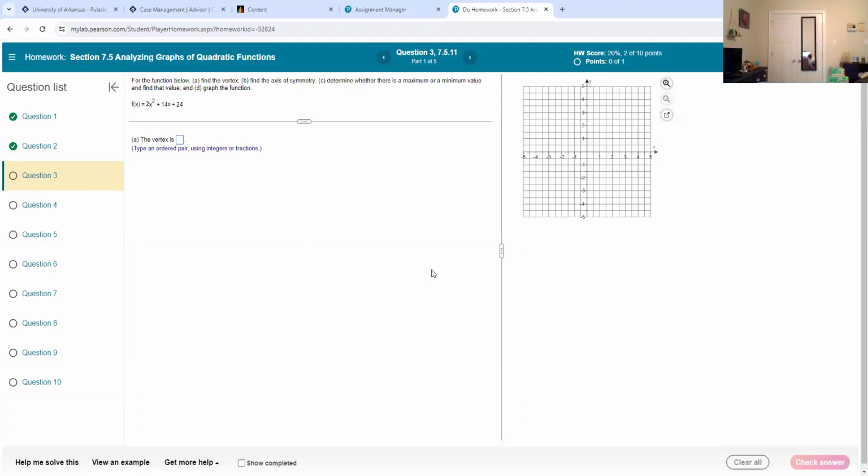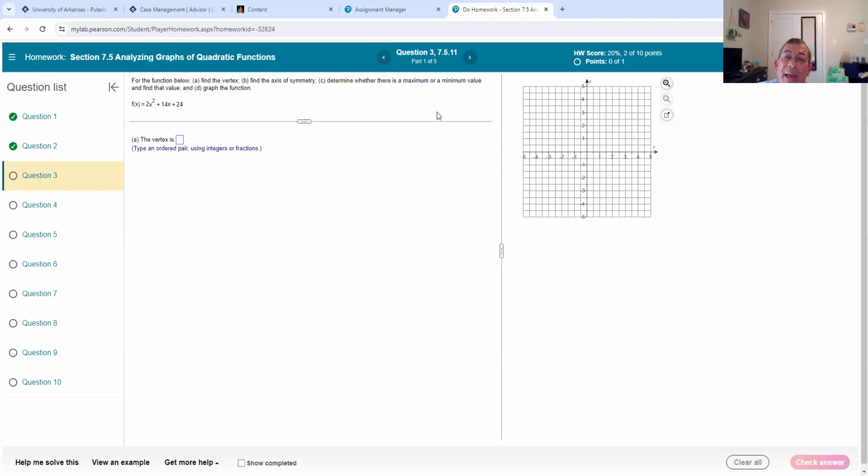So let's see what we got coming up next. All right, y'all, so I'm just going to write this one down. This one, we're going to use our calculator for a little help. So we're doing the same thing: vertex, symmetry, min or max, and graph. So I got f of x equals 2x squared plus 14x plus 24.